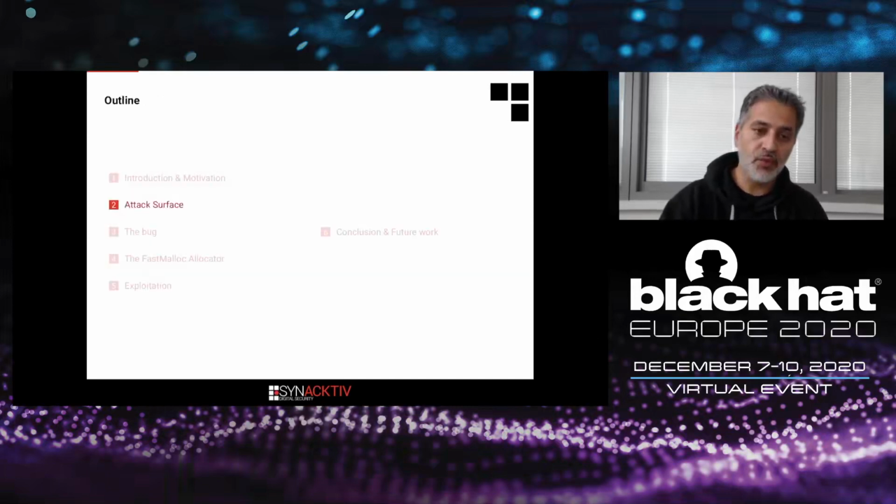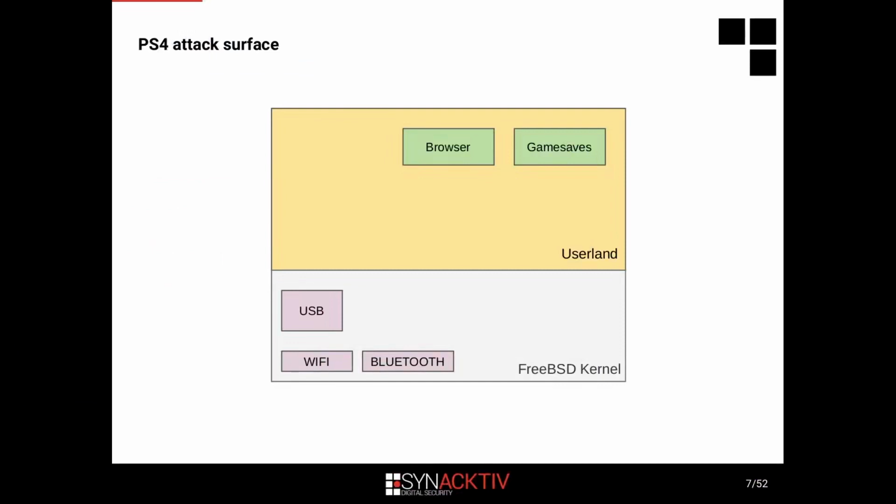Okay, now let's move to the attack surface part. Here, the browser is probably the most common entry point. That's what we did. We can also attack the PS4 through game saves, or decide to attack directly the kernel, which is actually a FreeBSD kernel. For example, one can attack the USB, Wi-Fi, or the Bluetooth stack.